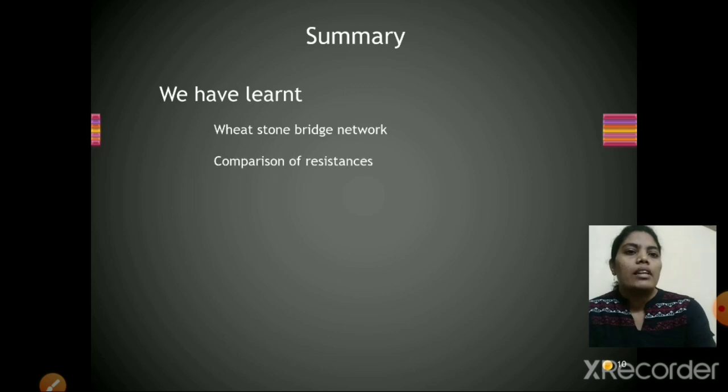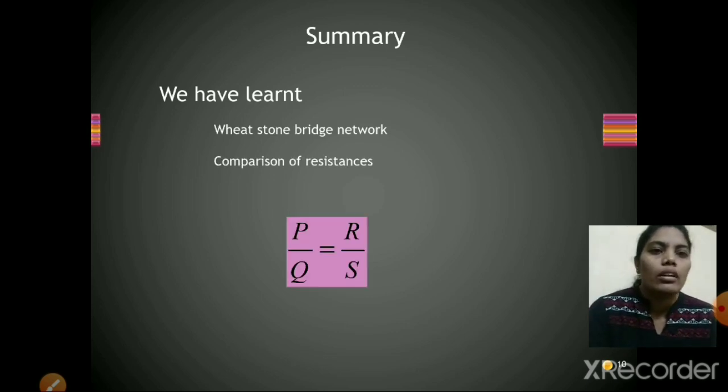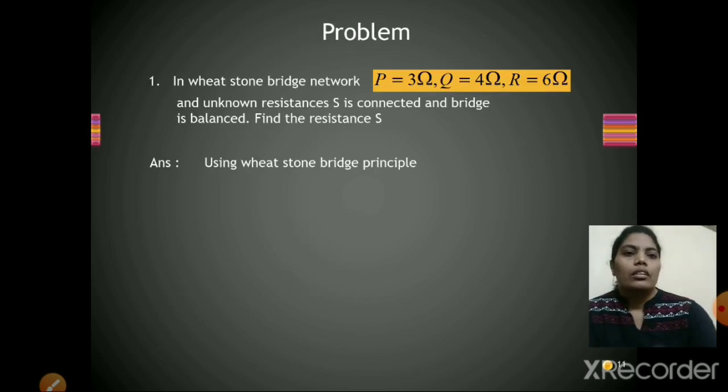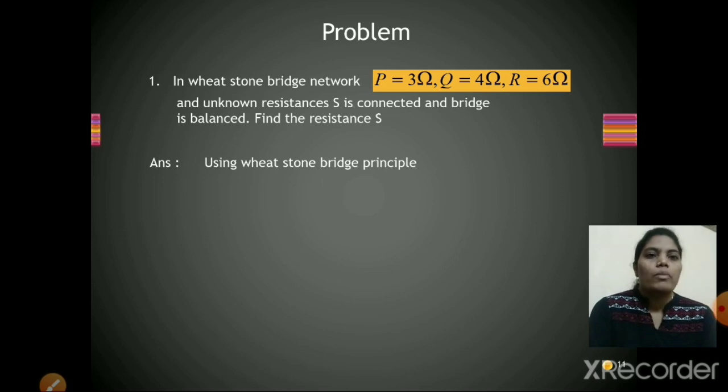Now let us summarize what we learned in this session. We learned about the Wheatstone bridge network, where it is designed like a closed circuit, or I should say the circuit consists of 4 resistors with the resistance values P, Q, R and S. So the balancing condition is P by Q is equal to R by S. Now let us solve a few problems.